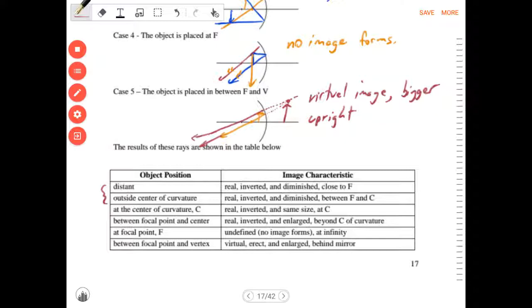Okay, then you have at the center of curvature, real, inverted, and same size. Between the focal point and C, so real, inverted, and enlarged. Remember, at the focal point, we get no image forming, and then inside the focal point, it's virtual, erect, and enlarged. Okay, the image forms behind the mirror. Okay, so those are the cases for a concave mirror or converging mirror.